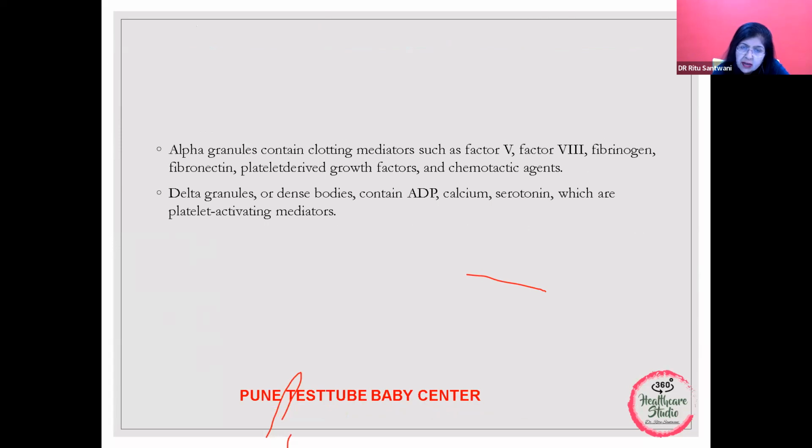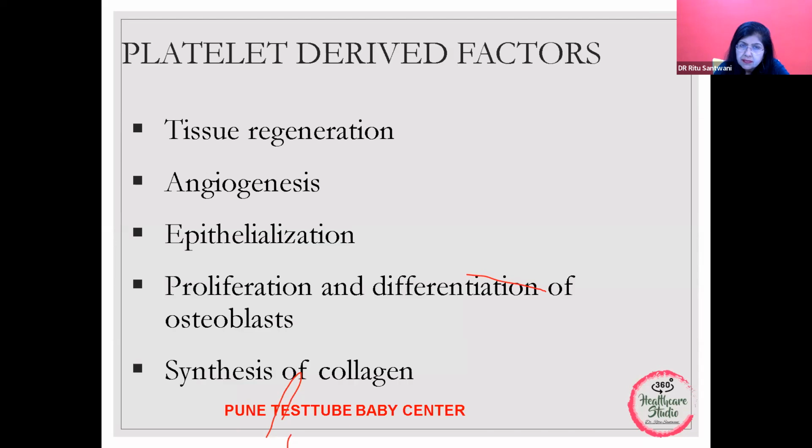Alpha granules contain the clotting mediators such as factor 5, 8, fibrinogen, fibronectin, platelet-derived growth factors, and chemotactic agents. Delta granules or dense bodies contain ADP, calcium, and serotonin, which are the platelet activating mediators. These platelet-derived factors help in tissue regeneration, angiogenesis, epithelialization, proliferation and differentiation of osteoblasts, and synthesis of collagen.